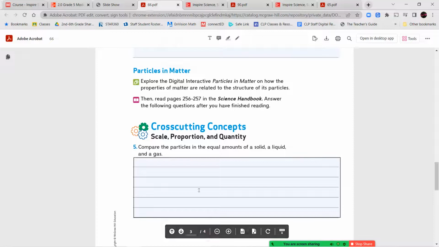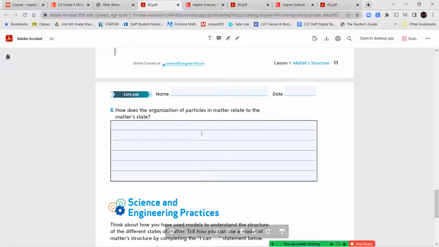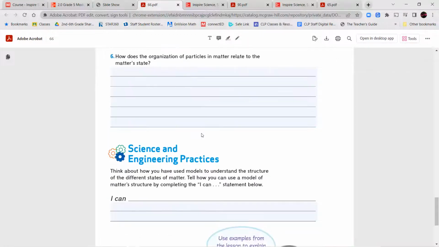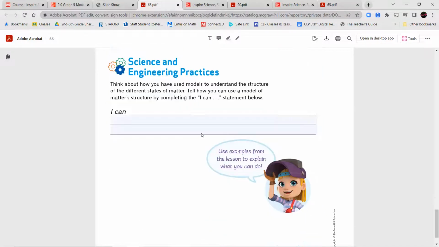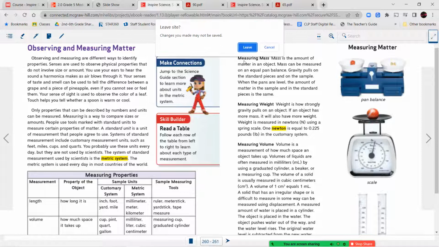All right, now let's take a look at those questions. Compare the particles in equal amounts of a solid, liquid, and gas. You're welcome to go back and rewind this video to re-listen to those sections, but please describe them using complete sentences and details. All right, next, how does the organization of particles in matter relate to the matter's state? So again, these are related to the slides we just looked at. You do not need to do the I can statement on this page. All right, let's move on to our next pages.